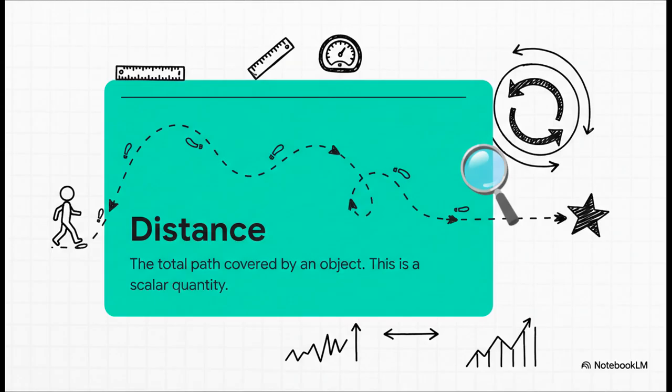So if you walk, say, 10 steps forward and then 5 steps back, your total distance is 15 steps. Easy, right? It's like the odometer on your car. It tracks the entire path, all the twists, all the turns.